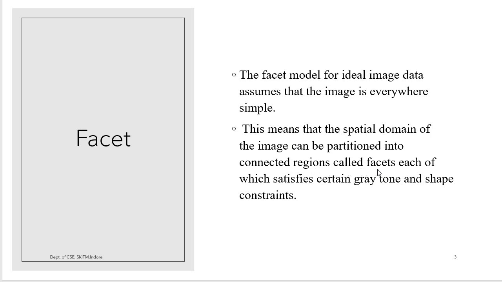If we extend this point, this means that the spatial domain of the image can be partitioned into connected regions called facets, each of which satisfies certain gray tone and shape constraints. The spatial domain that we are considering means the x and y coordinates. We are partitioning the image into connected regions, and that region we call a facet, each of which will satisfy the gray tone and the shape constraint. The gray tones, whether it's black or white, and the shape constraint.